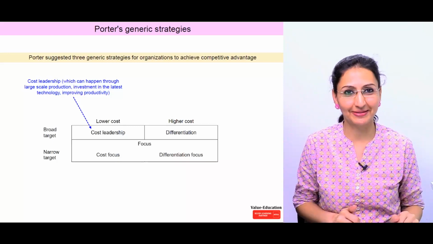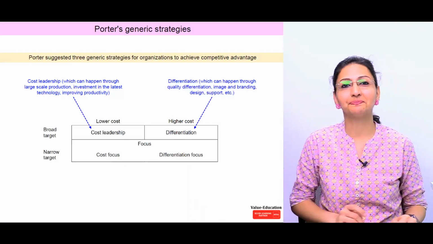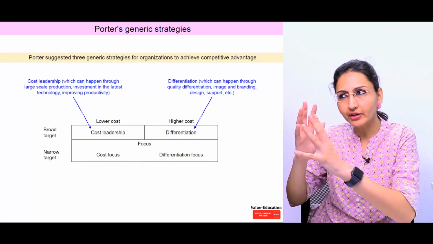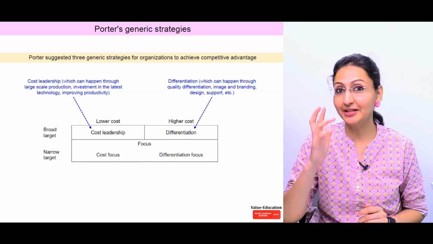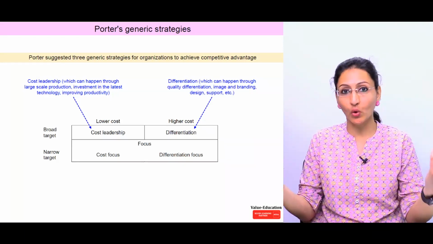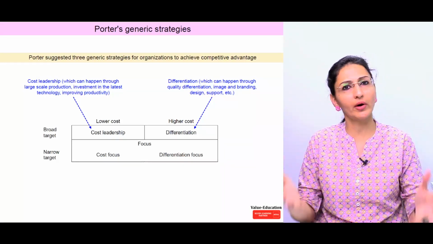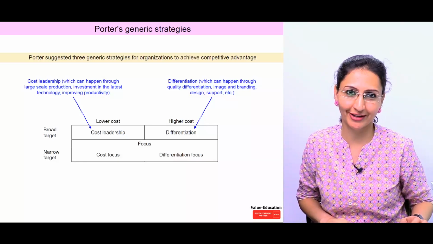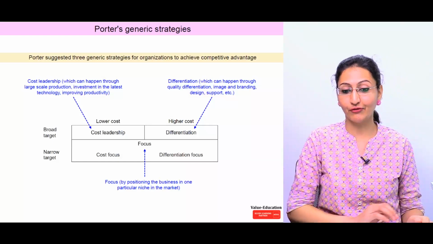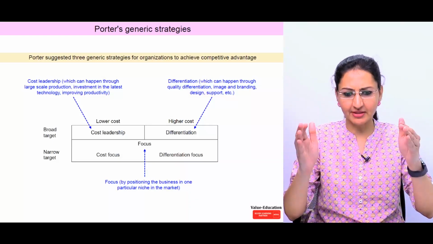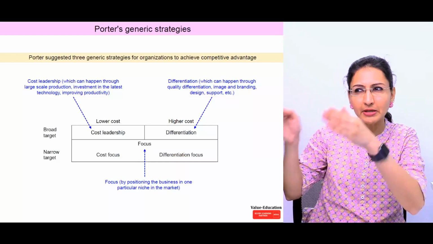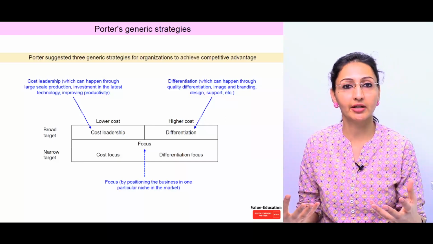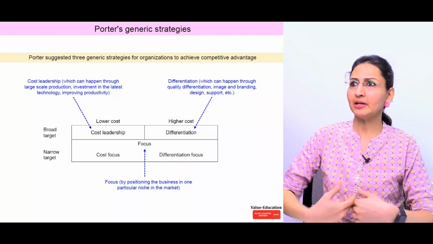Now, what's differentiation? Differentiation is simply when your product is a bit different from the competitor's. It can be in terms of image, quality, design, whatever. It should be a bit different from what the competitor is offering. Then last, focus. That means the business should focus on a particular niche in the market. It should not launch a product which is applicable for everything.